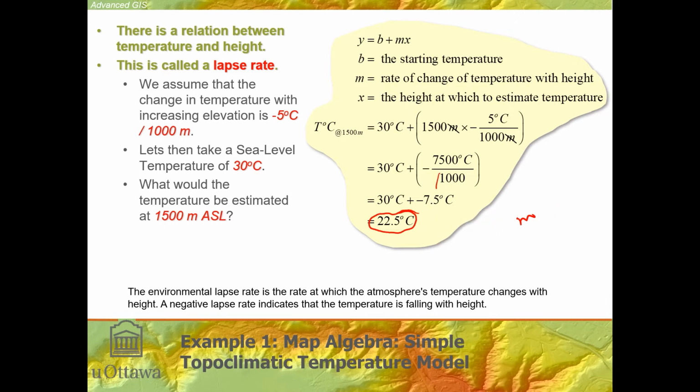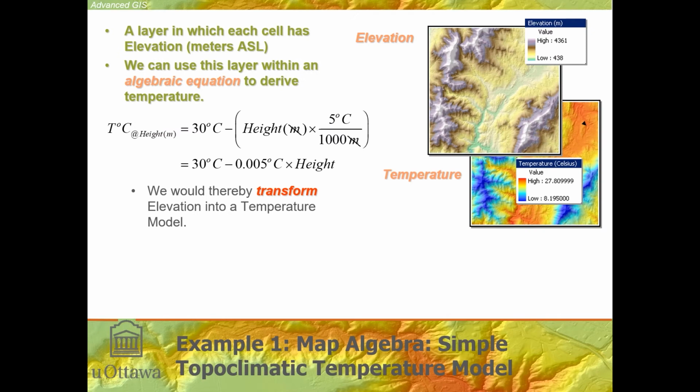So we just did that for one single elevation. And you can see it's an algebraic equation. And we know that with map algebra, we can substitute raster layers for variables. The only variable here is x. So x can be a raster layer containing elevation values, a digital elevation model. And then this local operation of times and plus will happen to every single cell. So we have a general equation then of 30 degrees Celsius minus 0.005 degrees Celsius times height in meters.